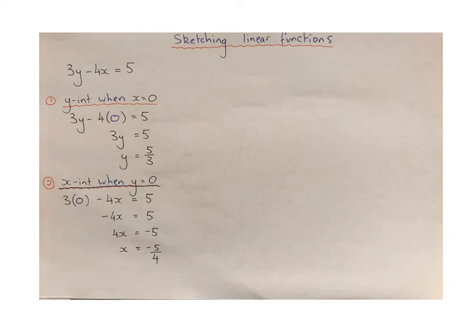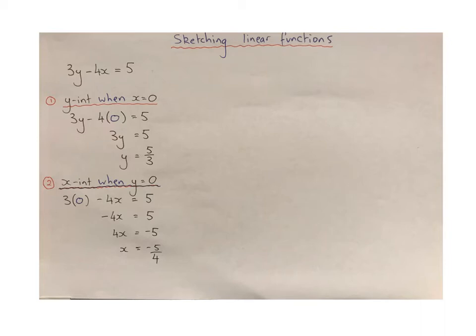Let's look back at some skills that we looked at last lesson. So here we have the equation 3y take 4x equals 5. This is a linear equation because I see my variables y and x are both to the power of 1. We're going to sketch this equation by finding the y and x intercepts.